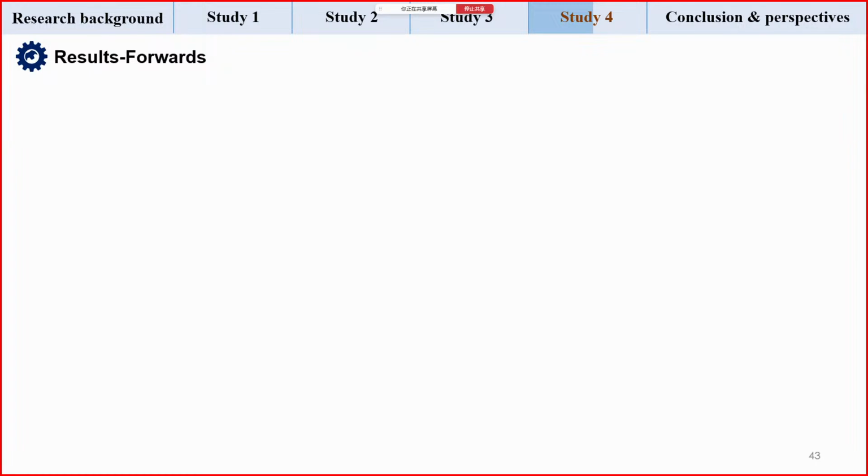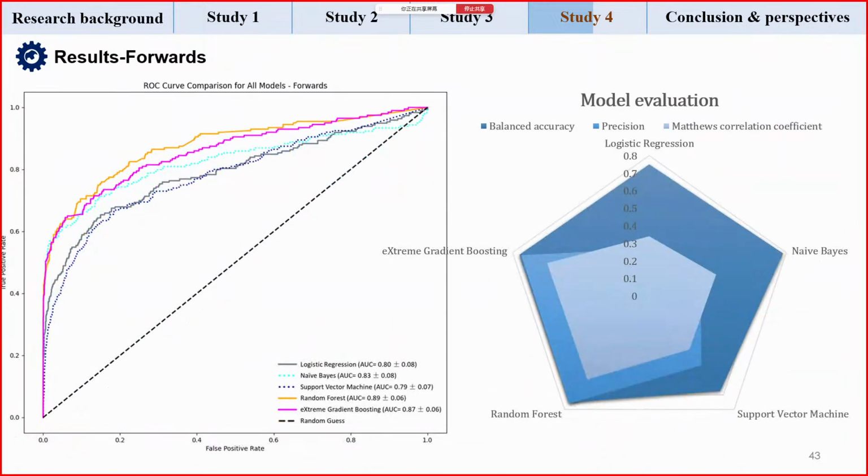For the results, when we divided the players into forwards and backs, for forwards, the random forest model performed best, achieving an AUC of 0.89. And it also had the best results in terms of balanced accuracy, precision, and Matthews correlation coefficient.